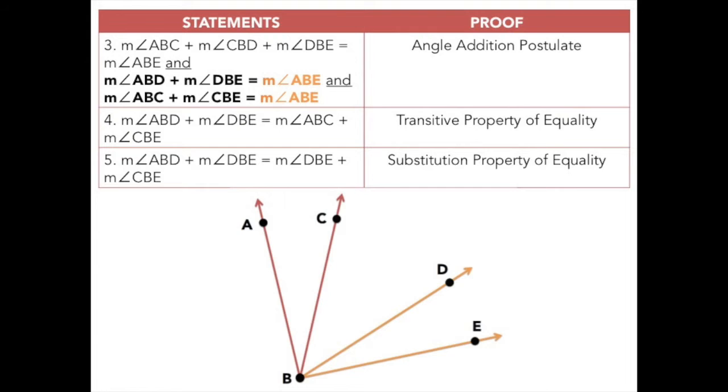Since measure of angle ABD plus measure of angle DBE and measure of angle ABC plus measure of angle CBE are both equal to the measure of angle ABE, we can say that measure of angle ABD plus measure of angle DBE is equal to measure of angle ABC plus measure of angle CBE. This is known as the transitive property of equality.